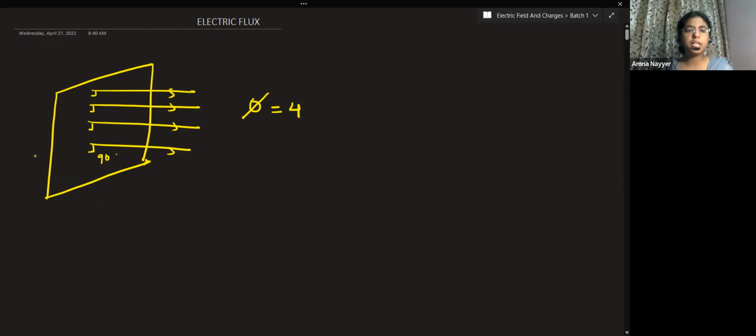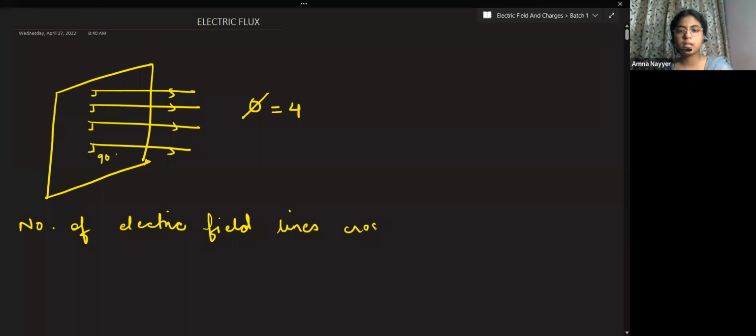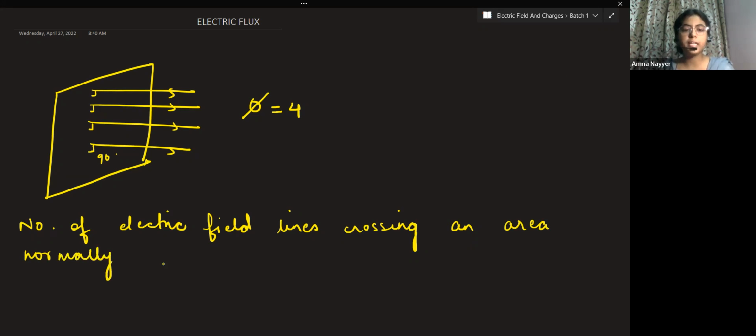So I'll write down the definition also. Number of electric field lines crossing an area normally. So normally means perpendicularly.